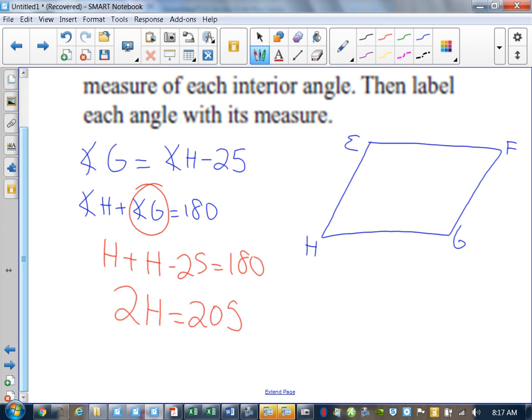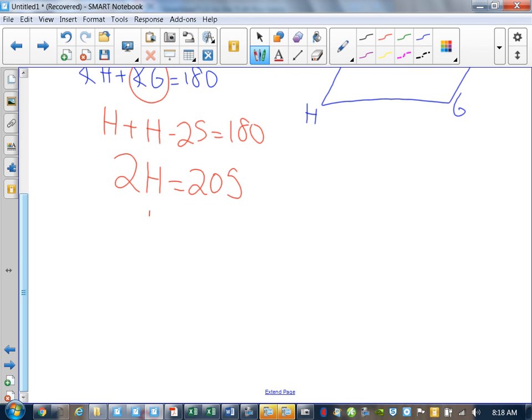And then it's just a matter of dividing out. When you divide that out, what do you get? There you go. 102.5. Now, if that's H, I subtract 25 from that to get G. What do you get? 77.5. And there's your answers.